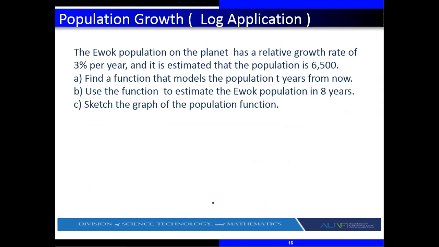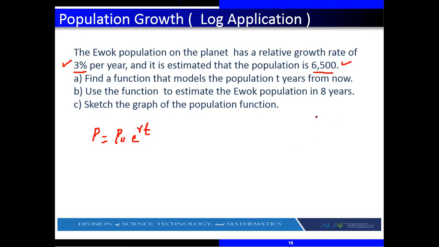Now a population growth application. For example, a population has a relative growth rate of 3%. The estimated initial population is 6,500. This is the original population, and the rate is 3%. Find a function that models the population t years from now. So we have a population model. You can write P is equal to P naught e power rt. This one is the population formula.